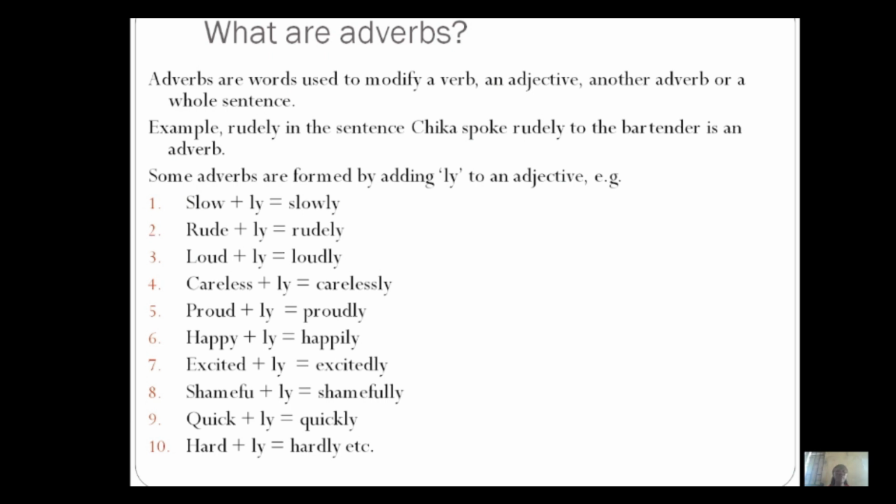Now, some adverbs are formed. Don't forget that I said some are formed by adding ly to an adjective. Examples: slow is an adjective. When you add ly, you have slowly. Rude, we have rudely. Loud, loudly. Careless, carelessly. Proud, proudly. Happy, happily. Excited, excitedly. Shameful, shamefully. Quick, quickly. Hard, hardly.